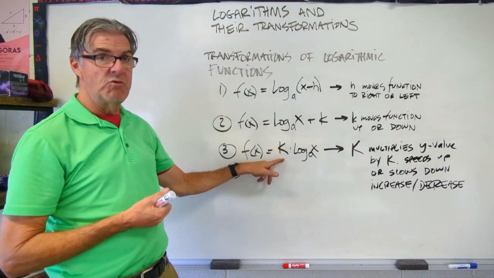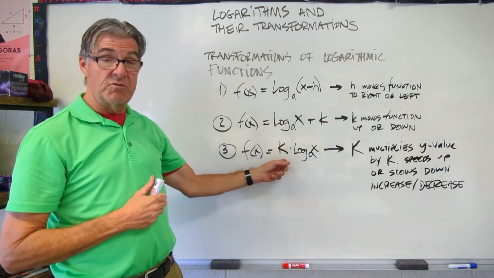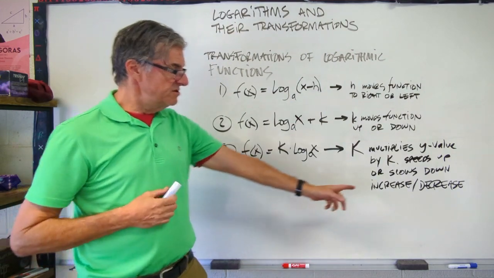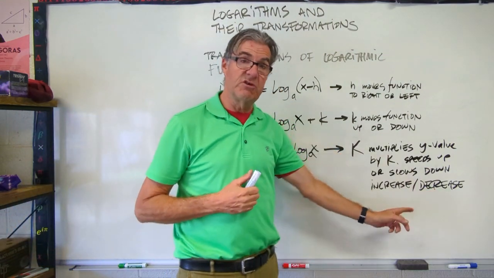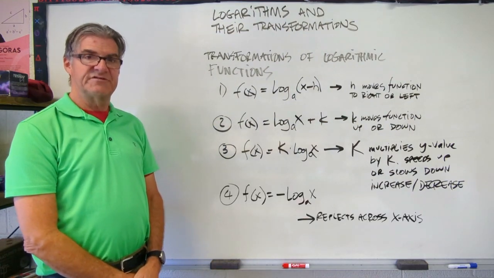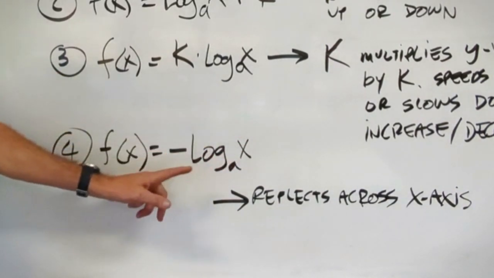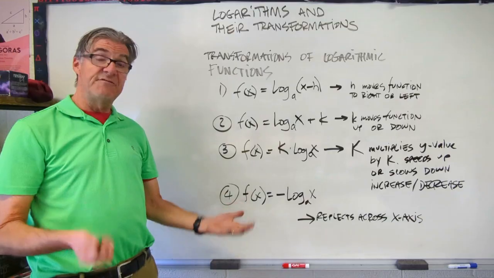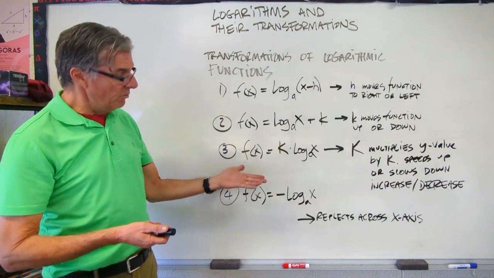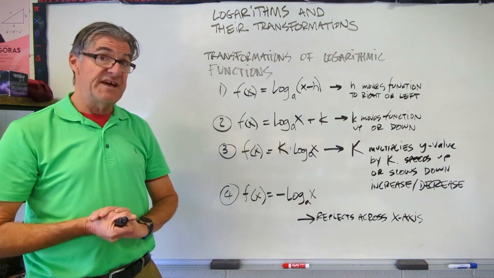So if k is less than 1, it's going to slow it down, it's going to soften the curve. If k is bigger than 1, it's going to sharpen up the curve, make it go faster. And then of course that depends on whether it's increasing or decreasing as to how that curve looks on the graph. One last transformation. If you have a negative in front of your log expression, if it's just negative or it's -5 or whatever, what we're doing is we're just taking the related function and we're going to reflect it across the x-axis. That's all that does.